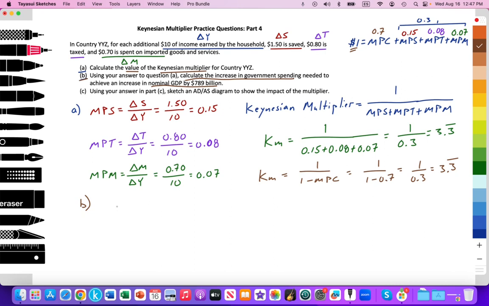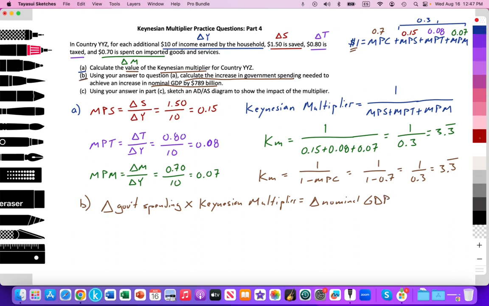All right, so let's go over this. In order to calculate this, let's think about what this is asking us. It's asking us for a change in government spending, and that injection is going to lead to the multiplier effect, so multiplied by the value of the Keynesian multiplier. And that's going to achieve a change in nominal GDP. So we're just going to fill in data points for that question.